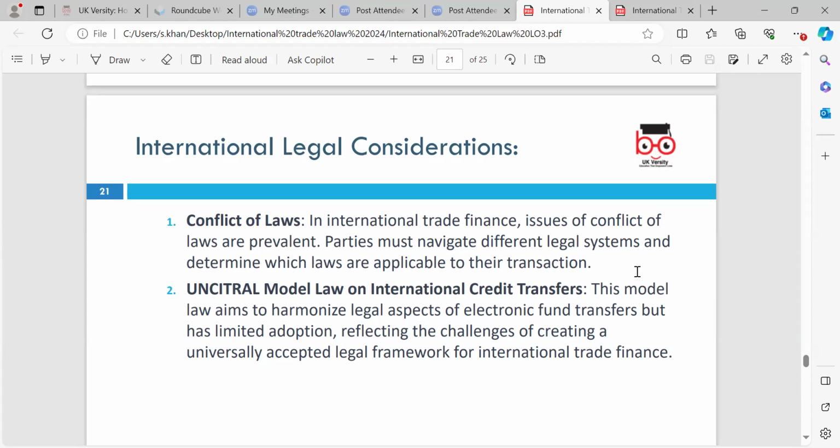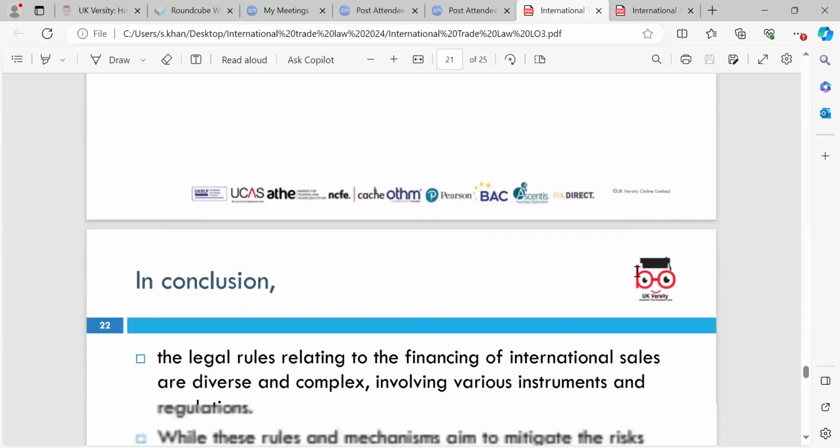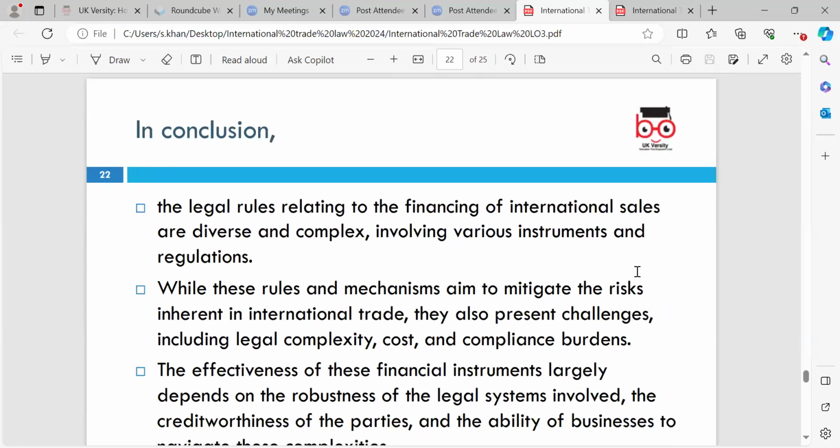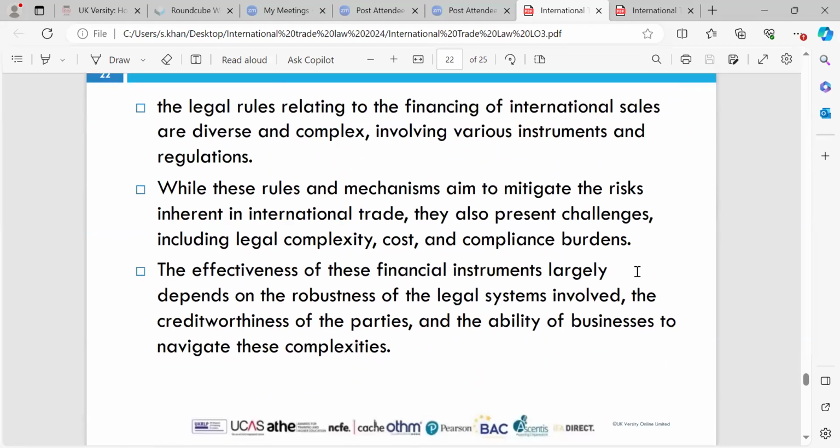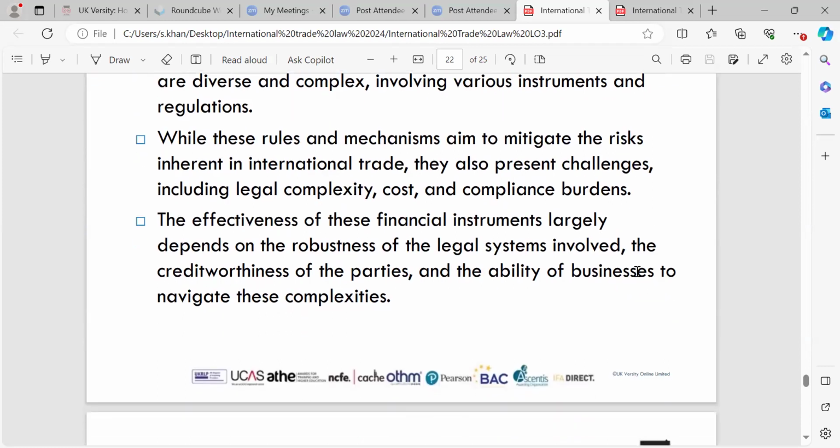We then went to look at the UNCITRAL Model Law on International Credit Transfers, and the aim of this model was to harmonise legal aspects of electronic fund transfers, but it has limited adoption, reflecting the challenges of creating a universally accepted legal framework for international trade finance. And in conclusion, we looked at the importance of the legal rules related to financing of sales, which are diverse and complex, involving various instruments. We also looked at how the effectiveness of these financial instruments largely depends on the robustness of the legal systems involved and the creditworthiness of the parties.